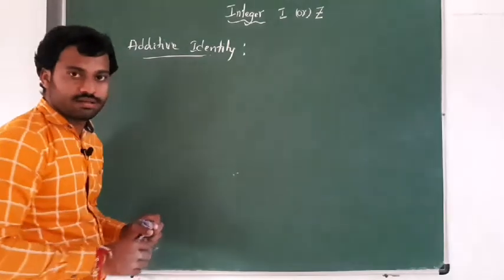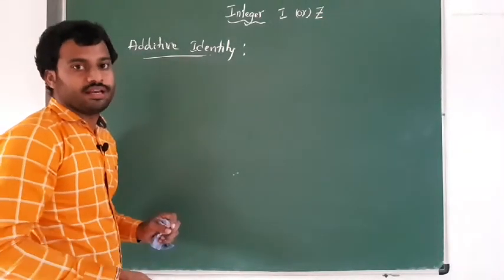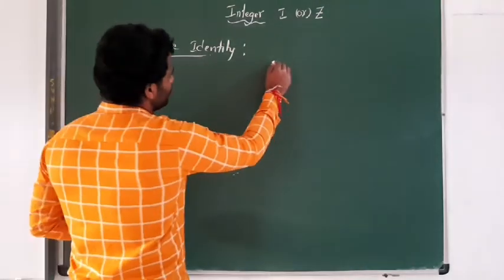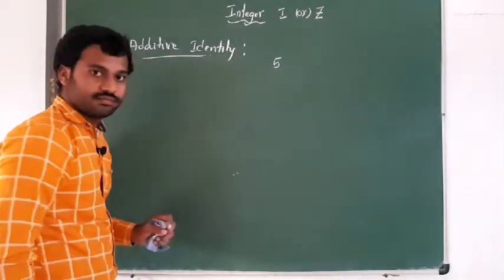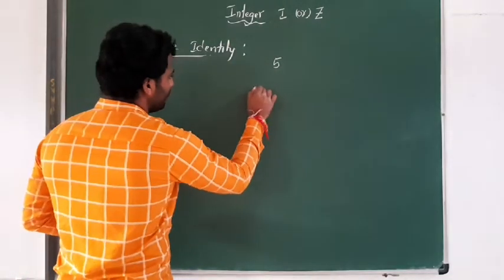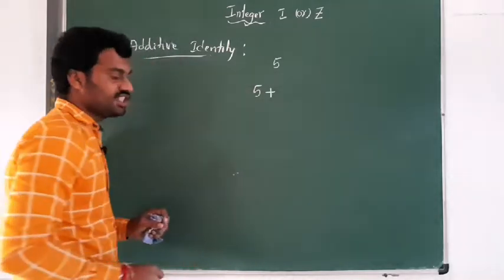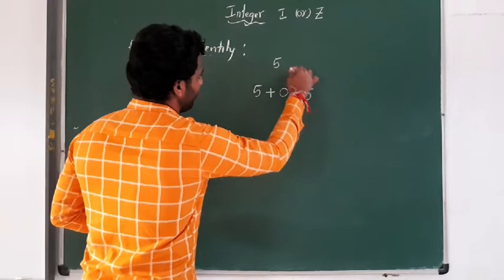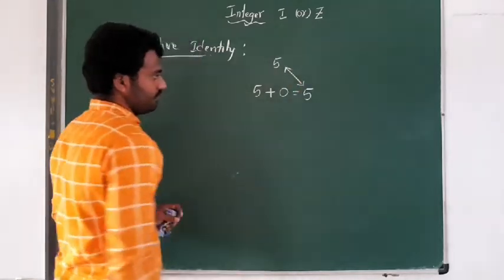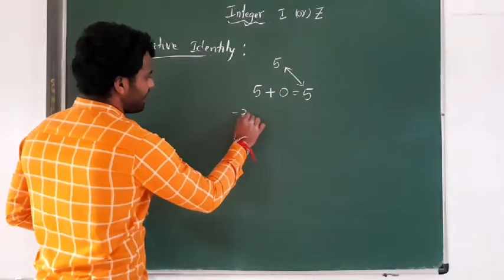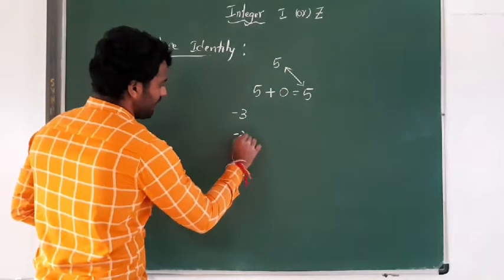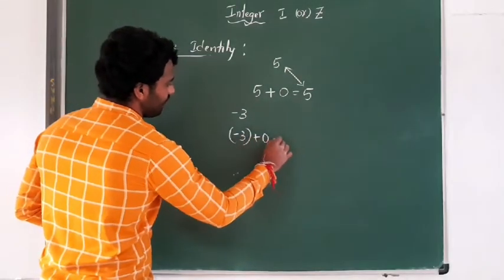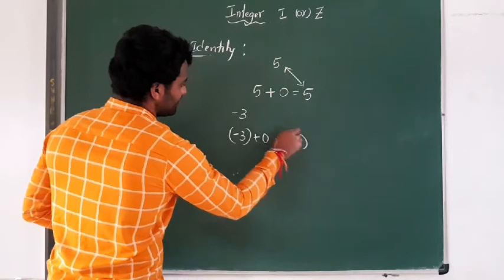Take any integer, maybe positive integer or negative integer, your wish. Suppose 5 I will do. So for the 5, what I will do? Additive means addition. I will add 0. Then what you are getting? 5 only. Suppose minus 3 I will take. For the minus 3, what I will add? I will add 0. Then resultant is minus 3.